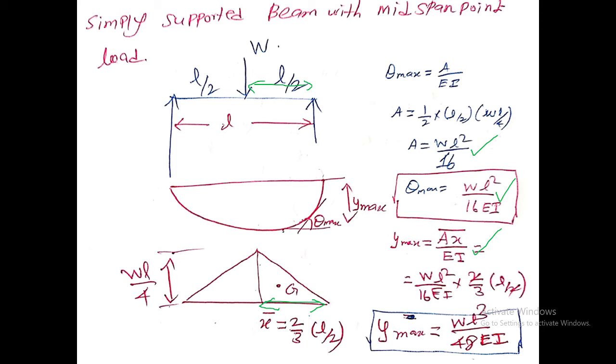is 2 by third of L by 2. So the length is L by 2. This centroid point is at 2 by third distance, 2 by third distance into L by 2. So L by 2 to cancel. So Y max equal to WL cubed by 48 EI. Okay, Y max equal to WL cubed by 48 EI.